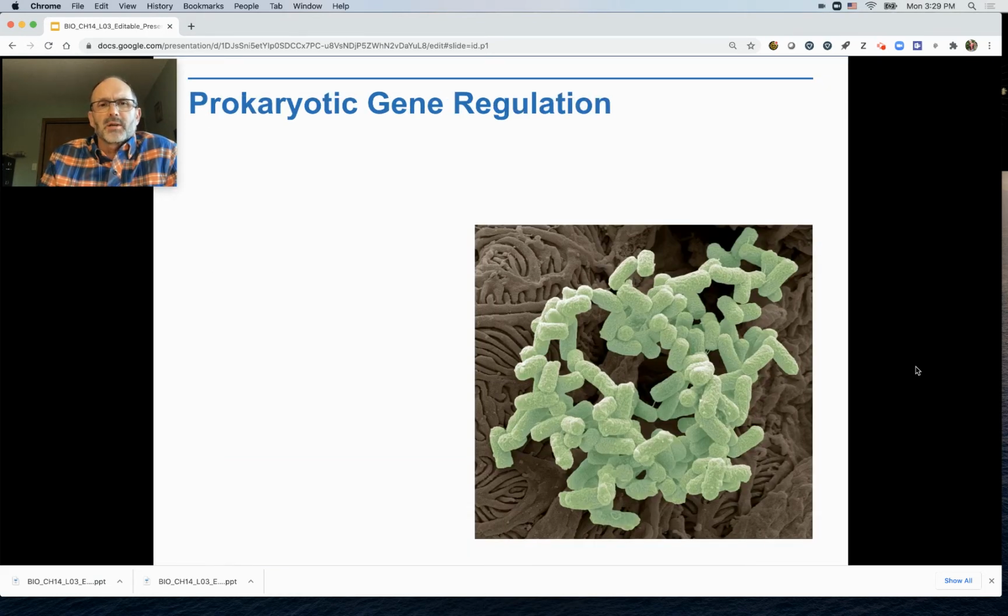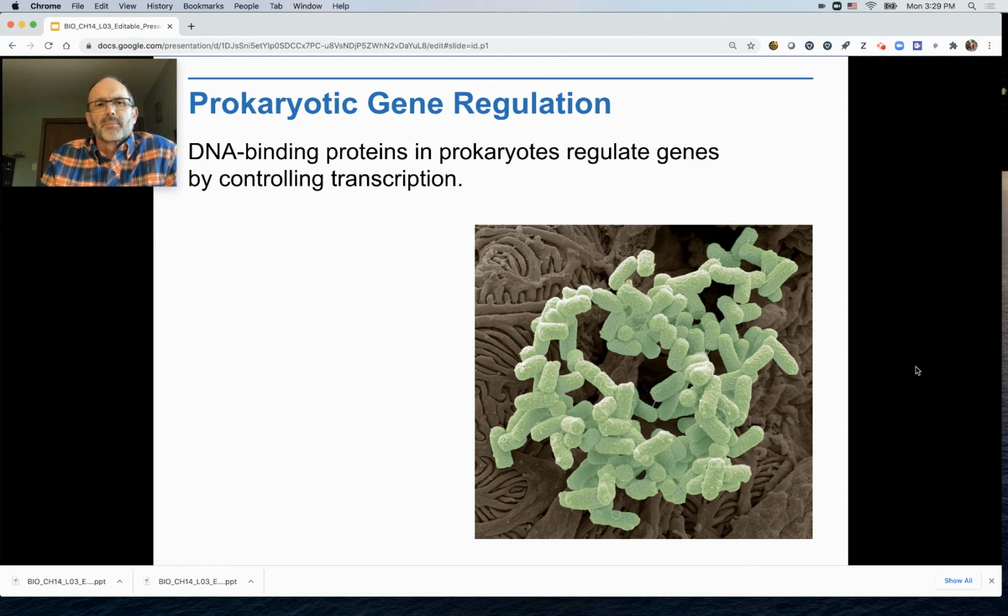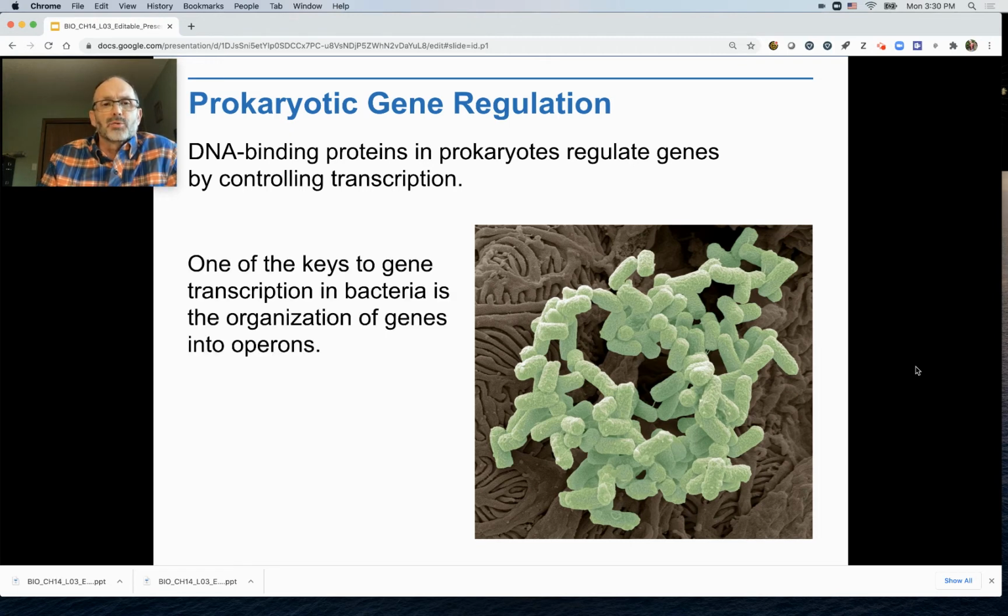So at first, let's take a look at prokaryotic gene regulation. So in prokaryotes, there are some DNA binding proteins that regulate genes by controlling transcription. And those are specific proteins that attach to a segment of the DNA of a prokaryote that either turns on or turns off the ability for that organism to run that gene, replicate, make the protein or whatever they need.